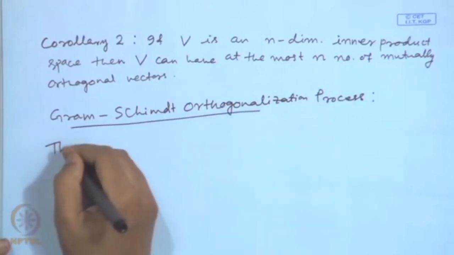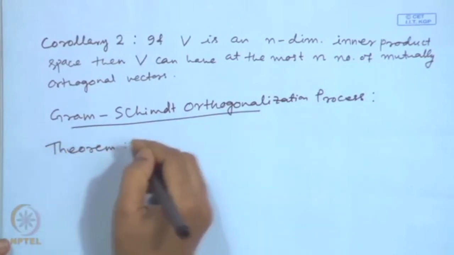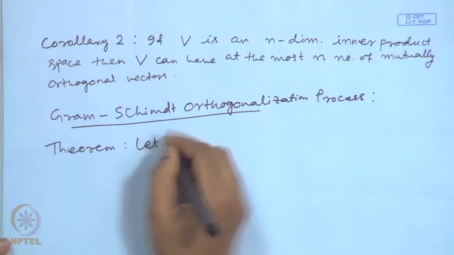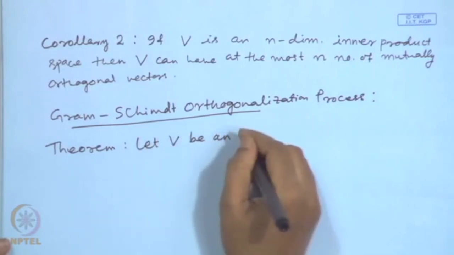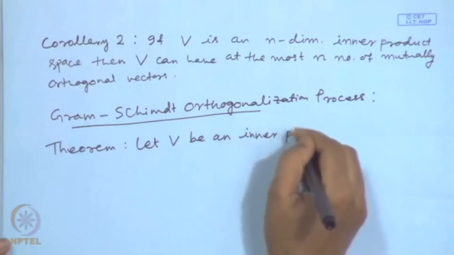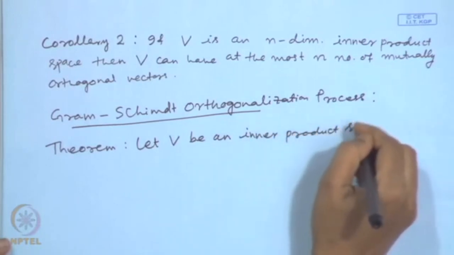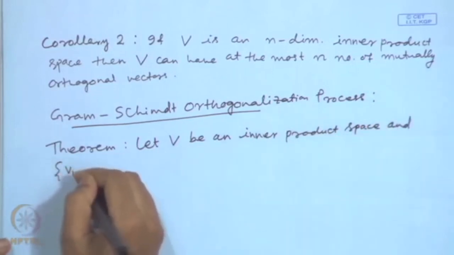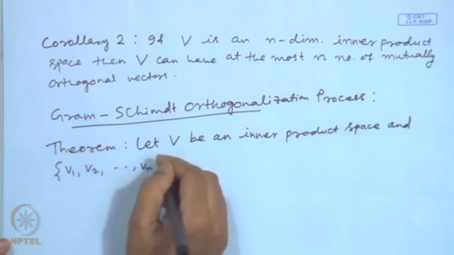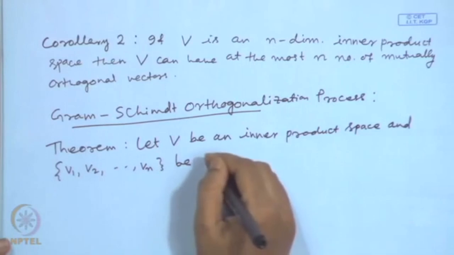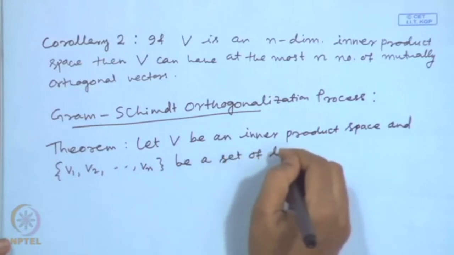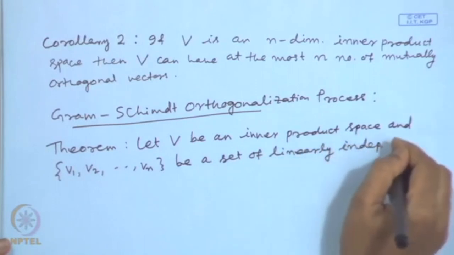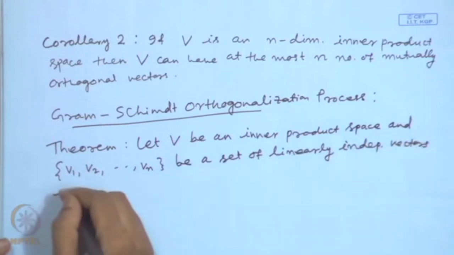The theorem is like this. We consider an inner product space V. Let V be an inner product space, and let V1, V2 to Vn be a set of linearly independent vectors in V.